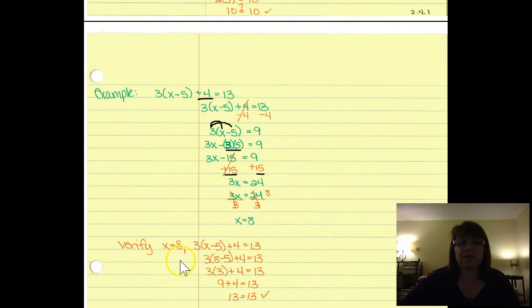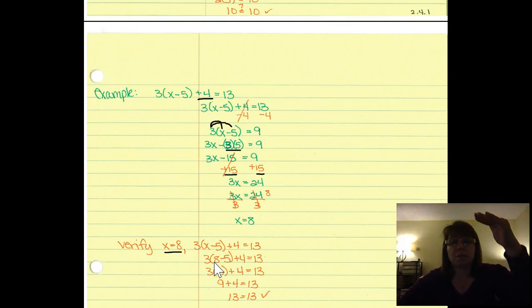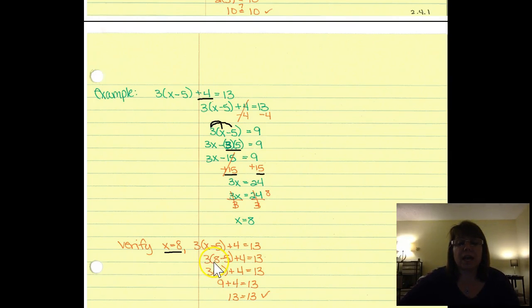Now we need to verify, does x equal 8? Wherever we see an x, we're going to place an 8. I'm just going to do the math on the left-hand side. 3 times 8 minus 5 plus 4. Well, 8 minus 5 equals 3. So I have 3 times 3 plus 4. 3 times 3 is 9. 9 plus 4 is 13. 13 equals 13. We're good.